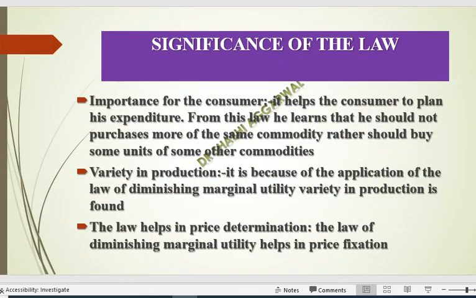It is also important to the consumer. He should plan his expenditure because if he spends on one thing, definitely he will get saturated. From this law, he learns that he should not purchase more of the same commodity, rather he should buy more variety. Variety of production, because the producer knows he has to produce many things. If he produces one thing, the consumer will reach saturation and is not going to buy. The law also helps in price fixation.